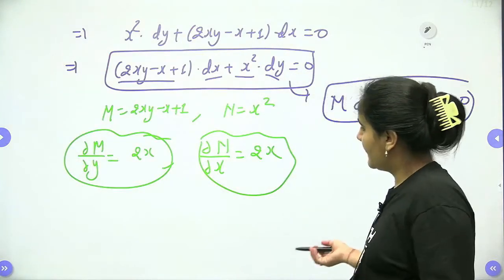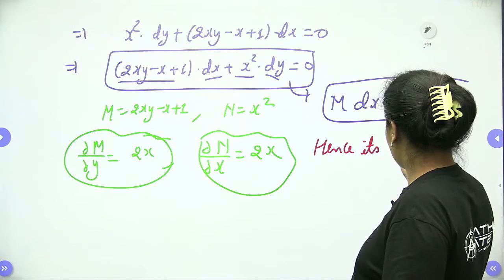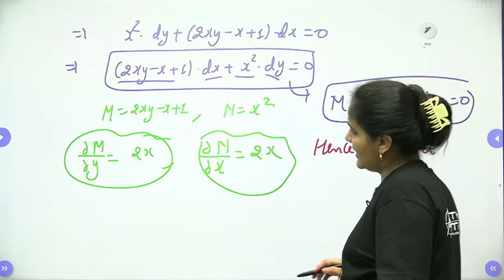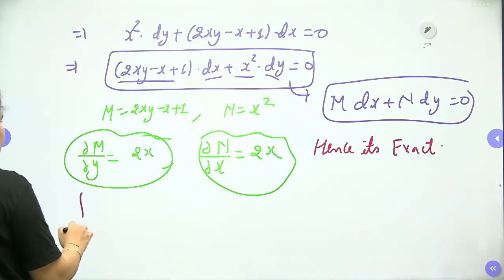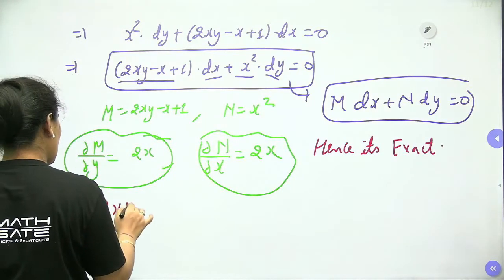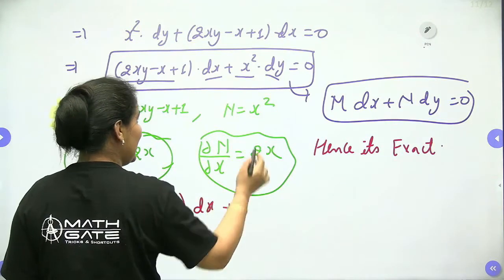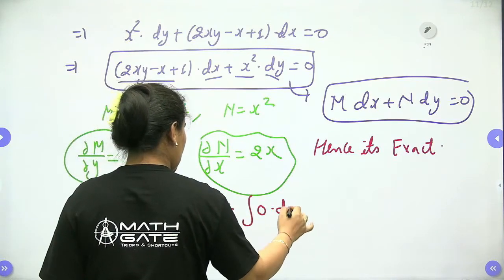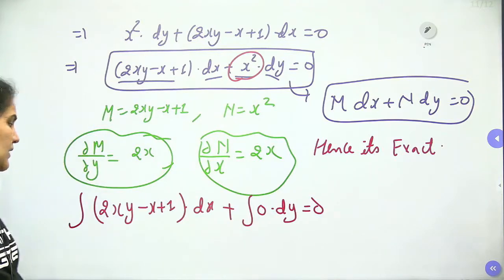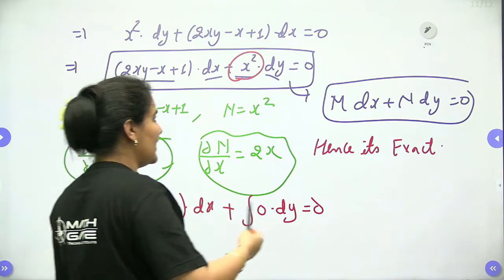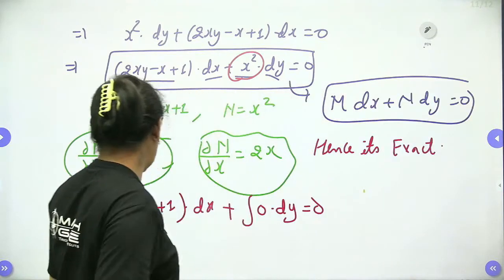Okay, now hence it is exact. So when it's exact, we have to find the solution. So let's go for the solution. It will be M dx, so (2xy minus x plus 1) dx plus N dy. As we know very well, N we are having 0, N we are having x square, so that's why it will be 0 only. Okay, so let's integrate this one only with respect to x only, right?